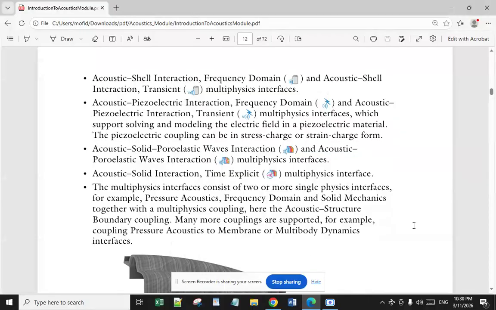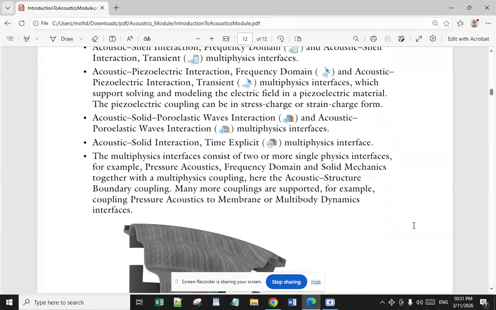The next one is acoustic solid poroelastic waves interaction and acoustic poroelastic waves interaction multiphysics interfaces. The next one is the acoustic solid interaction, time explicit multiphysics interface. The multiphysics interfaces consist of two or more single physics interfaces.